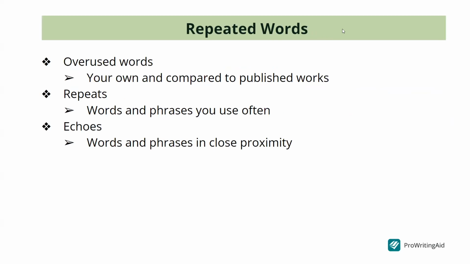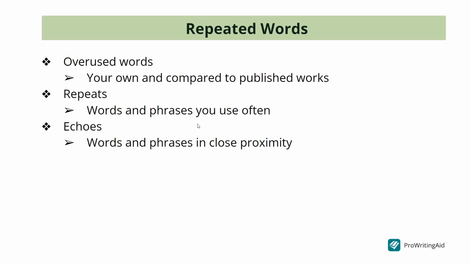Repeated words come in a few categories that we use at ProWritingAid. So overused words include your own overused words and those compared to published works. All right. You want to be different. Repeats are the words and phrases you use often. Then those may be 4 or 5 sentence phrases. Okay. Do your characters nod a lot? That would be a repeat.